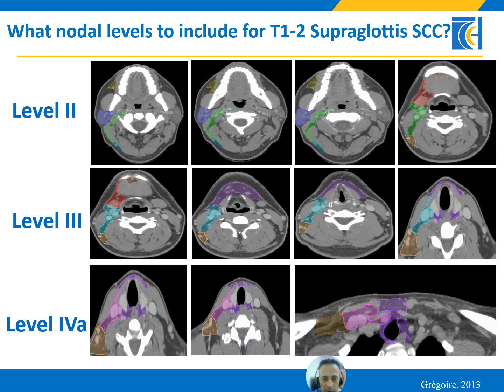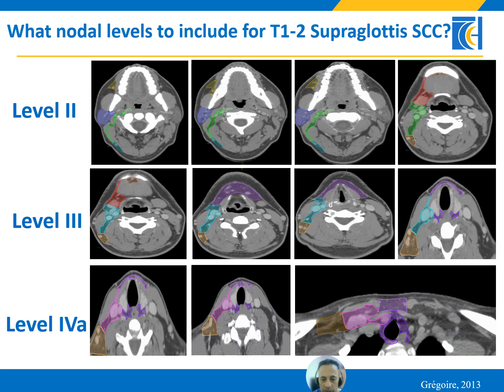The anterior border of level 3 is the anterior edge of the sternocleidomastoid muscle. The posterior border is the posterior edge of the sternocleidomastoid muscle, and the medial border is the middle part of the carotid. So you contour the fibrofatty tissue located between these anatomical structures, cut by cut, until you reach the thyroid cartilage. You stop there, then you start contouring of level 4A.